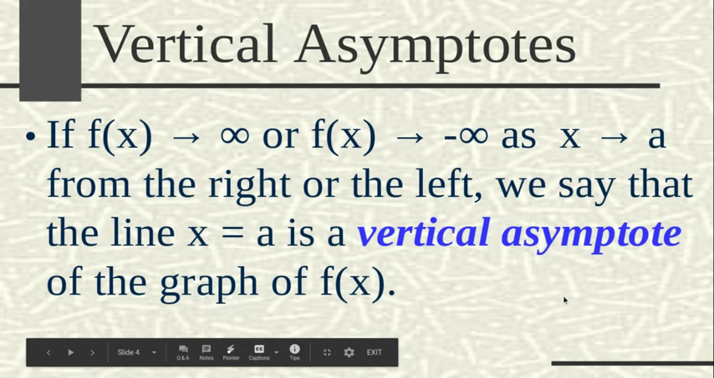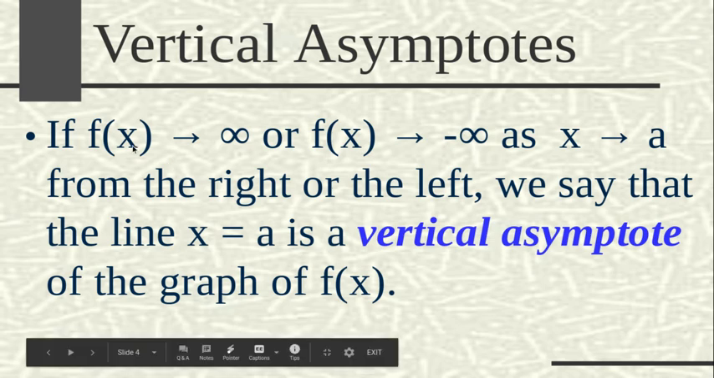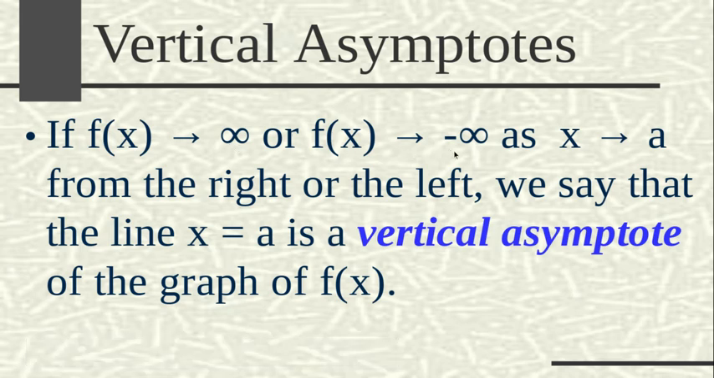Vertical asymptotes. So one of the types of discontinuities that we can have in a rational function are vertical asymptotes. Okay, so that's a dotted line, an imaginary line in the graph that the function gets really close to and never touches. But this is technically the literal definition of a vertical asymptote. So if the y coordinates go to infinity, or if the function or y values go to negative infinity, as x approaches some constant a from the right or left, then we say the line x equals a is the vertical asymptote of the graph.